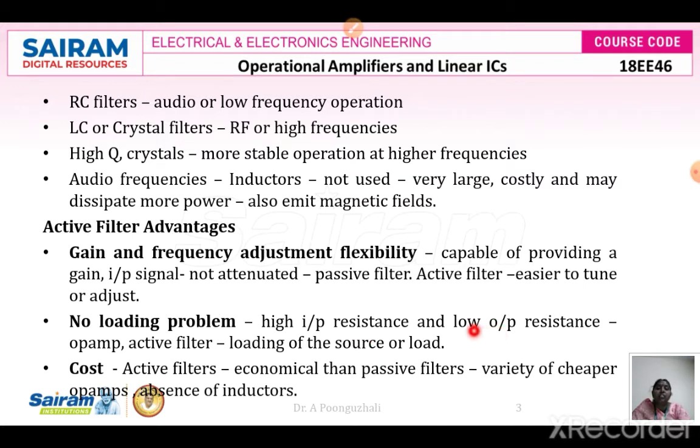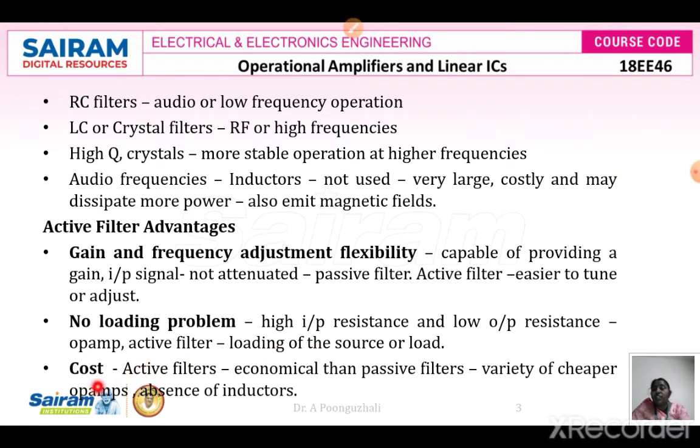So in an active filter, for the source I can use either a voltage source or a current source. And for the load, I can use any of the output devices, your LEDs or LCDs or whatever output devices. If I want, I can connect them and it can drive them, because the output resistance is going to be very low in the case of the operational amplifier. As a result, the current is going to be very high.